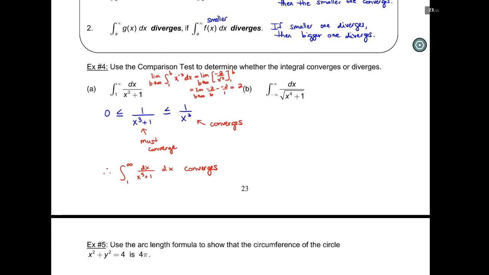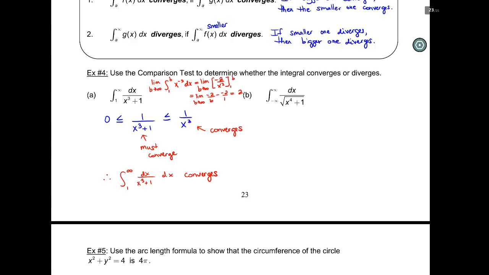Okay, so for part B, first thing, we want to split this up into 2 times the integral from 0 to infinity, 1 over square root of x to the 4th plus 1 dx.